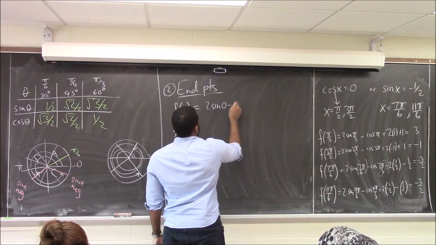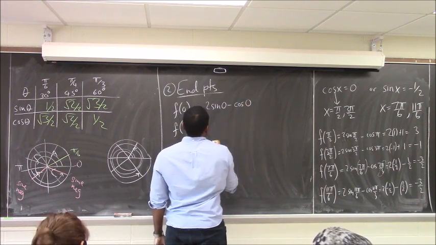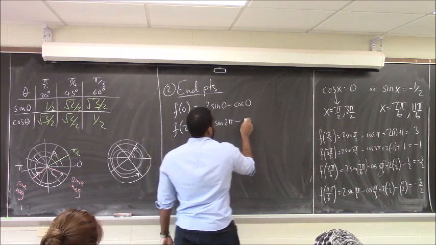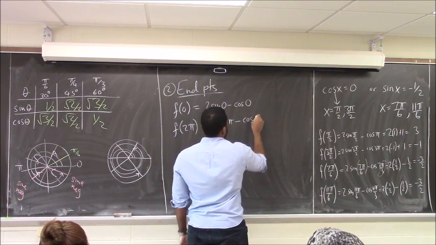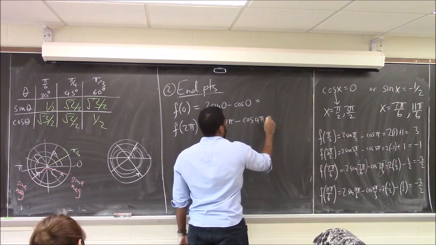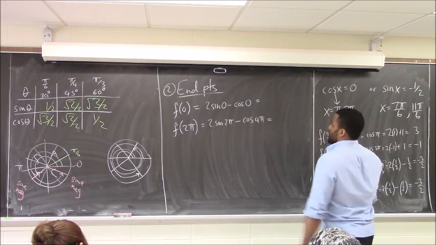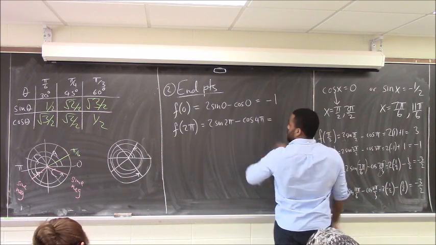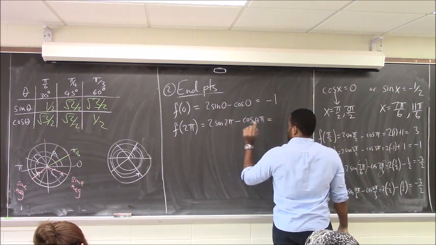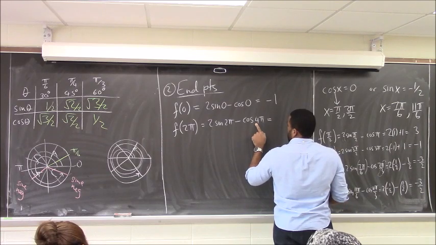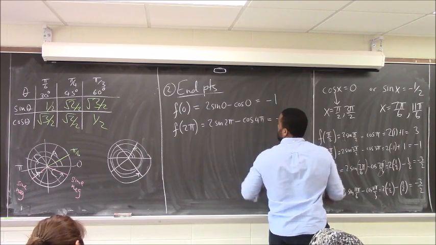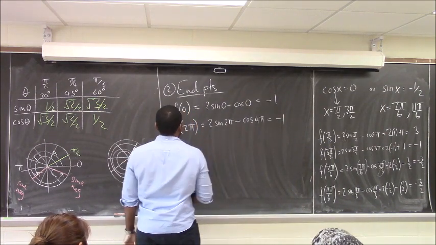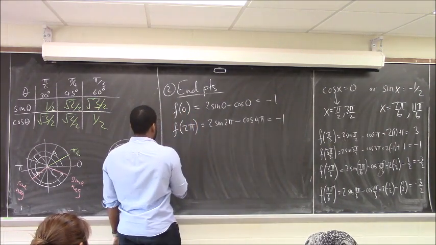2 sine 0 minus cosine of 0. And this is 2 sine of 2 pi minus cosine of 4 pi. Sine of 0 is 0, cosine of 0 is 1, so this is minus 1. Sine of 2 pi is 0, cosine of 4 pi is positive 1. It was cosine 2x, right? Yeah, and that brings us to step 3.